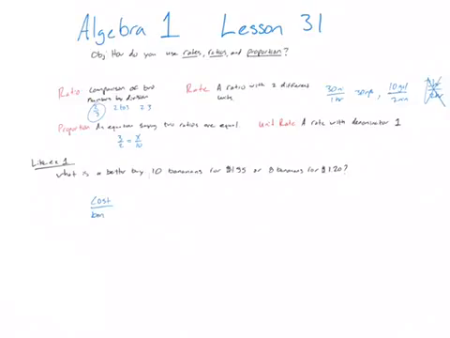This first one here we're going to do in blue. The cost is $1.35 and we have 10 bananas. So $1.35 over 10 is going to be 0.135. So this is dollars per banana. What this says is it is 13.5 cents per banana.